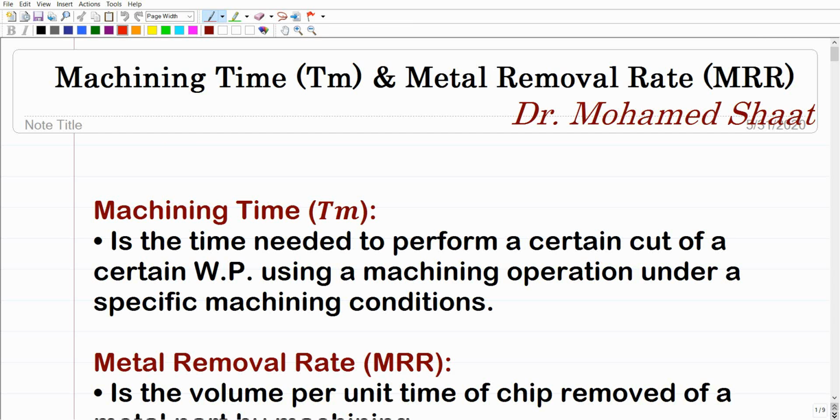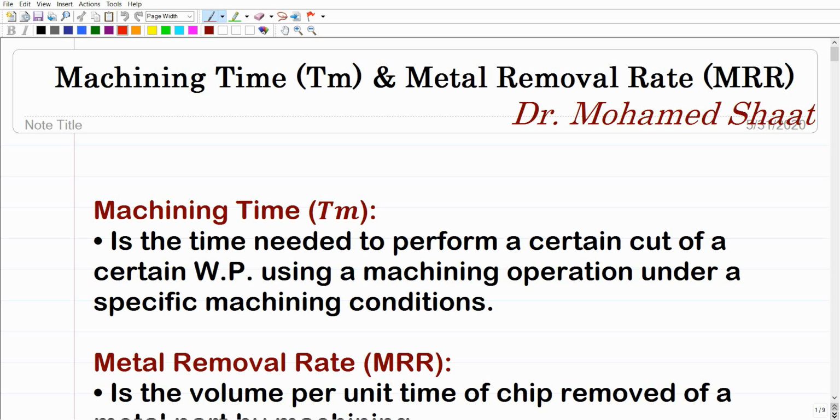In this video we're going to discuss the machining time and the metal removal rate of the various machining processes that we already have covered over the previous videos. These two parameters, the machining time and metal removal rate, are very important quantities that we have to know how we can calculate for the different machining processes.